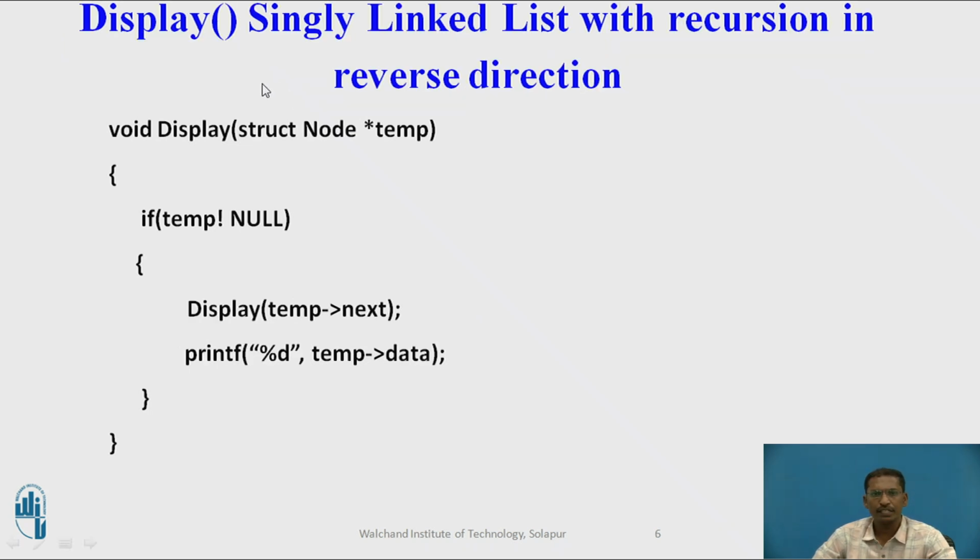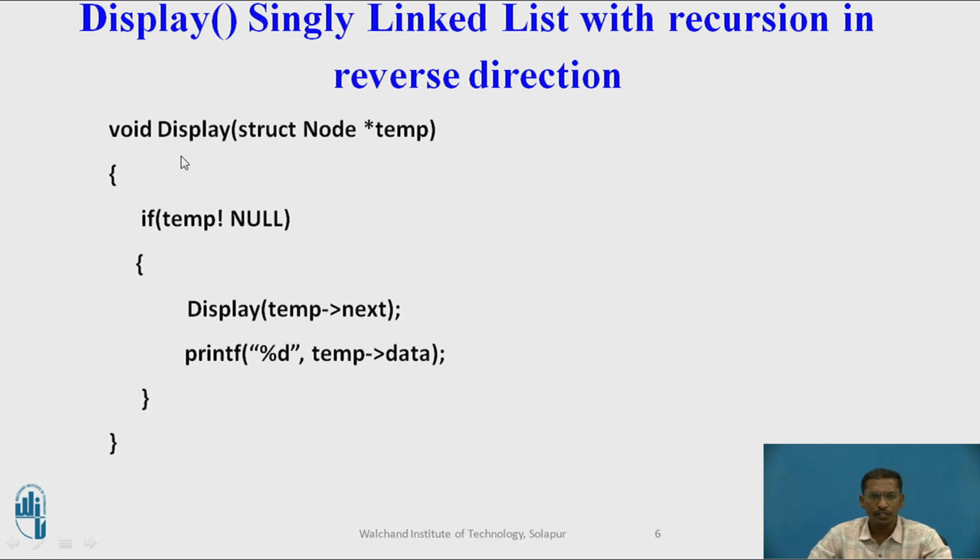Now the next function we will discuss is the display function of singly linked list with recursion in reverse direction. Now we want to print the same singly linked list but in reverse direction. We know that in a singly linked list there is only one pointer, that is next. So with the next pointer we can traverse only in the forward direction. Reverse direction traversal is not possible.